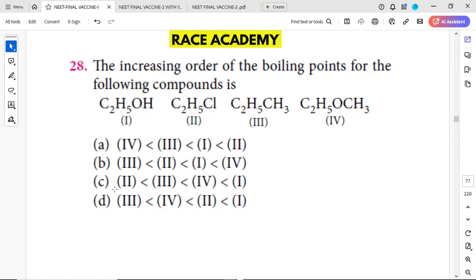In this case, we can take molar mass also into consideration. In such a case, ethyl alcohol has higher boiling point than chloroethane, than ether, than alkane. So 3 less than 4 less than 2 less than 1 is the right answer for this question. Fourth option is the right option for question 28. Hydrogen bonding is one consideration, ethers are volatile, whereas ethyl chloride has greater molar mass.